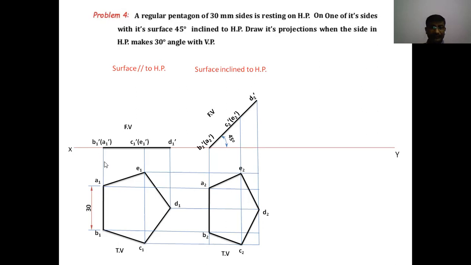The side which makes an angle of 30 degrees with the VP here, the side which is drawn perpendicular to the XY line, must be rotated 30 degrees with XY. Okay. In the third stage, locate any point on the XY line and draw the 30 degrees inclined line with that XY line. On that 30 degrees line, you have to rotate this top view. That means A2 B2 must be on this 30 degrees line.